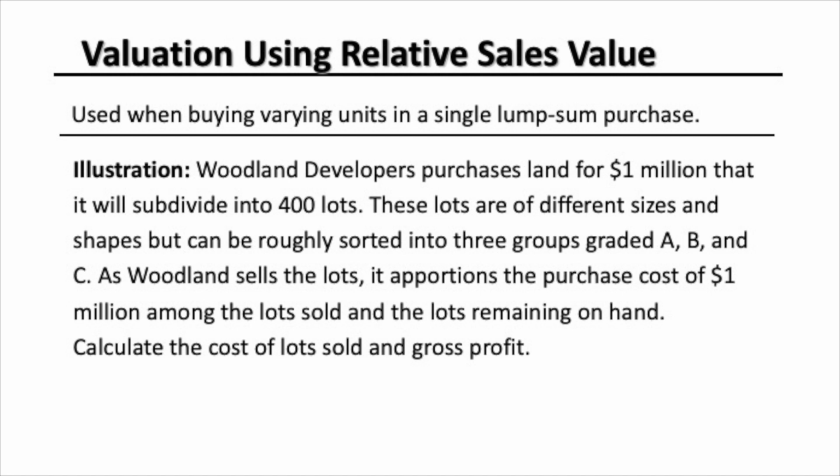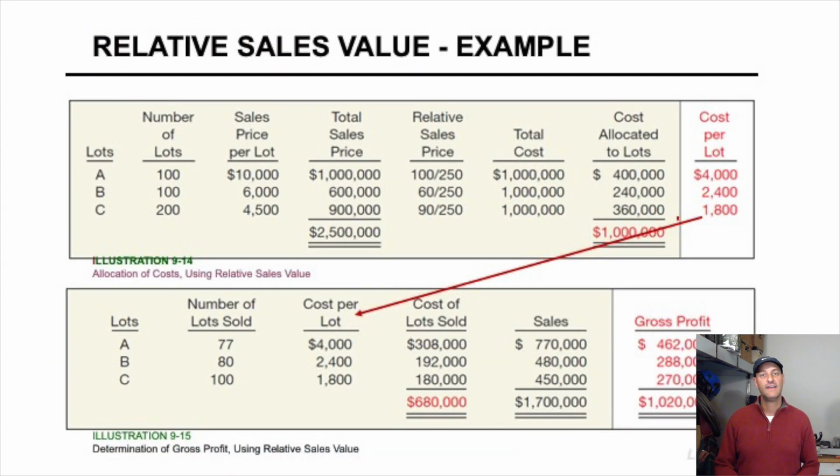As they sell lots, they apportion the purchase cost of $1 million among the lots sold and the lots remaining on hand. Here's how they do it. In our relative sales value example, we have our lots A, B, and C. There are 100 A lots, 100 B lots, and 200 C lots. The sales price per lot is $10,000, $6,000, and $4,500 for A, B, and C respectively, which gives us a total sales price of $1 million for the A lots, $600,000 for the B lots, and $900,000 for the C lots, for a total sales price of the whole development of $2.5 million.